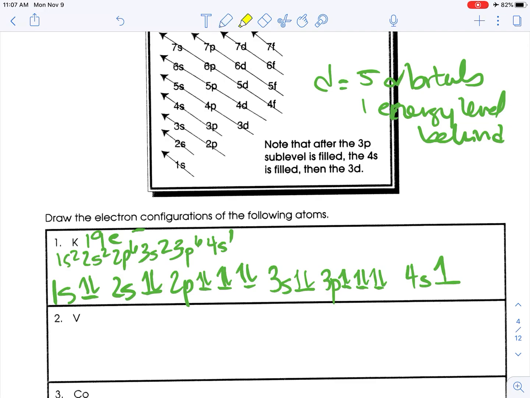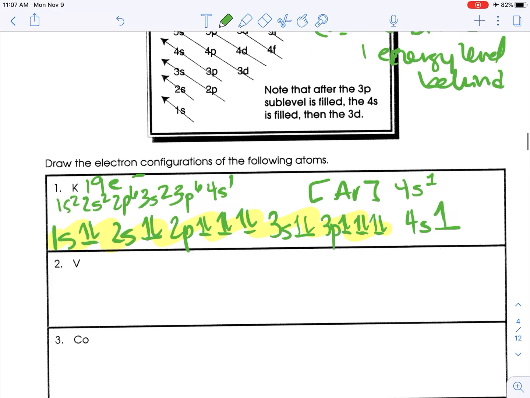Or what you could do is say the closest noble gas is all of this. All of that is argon. And then you're left with 4s1. You are absolutely welcome to do that.